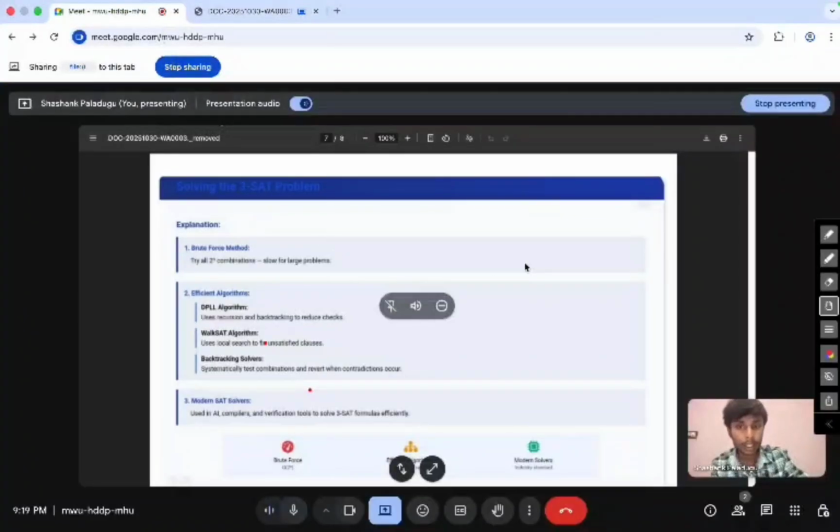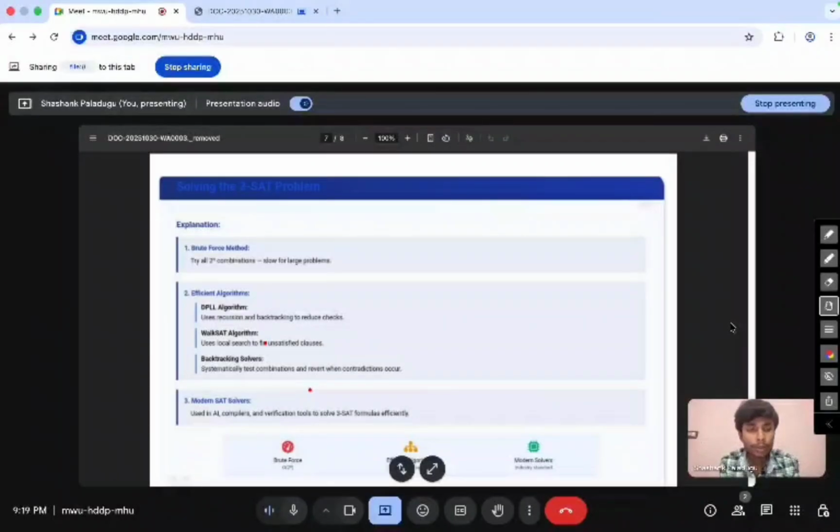Now it's the last slide of this concept. Now let's see solving the 3-SAT problem. There are several methods to solve 3-SAT problems, each with different strengths. Let's look at some of the methods.